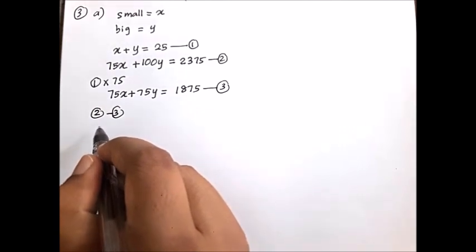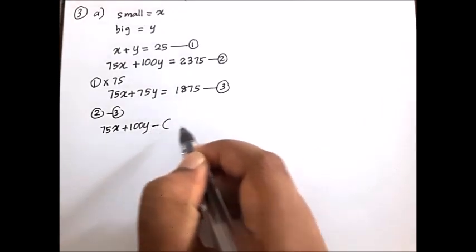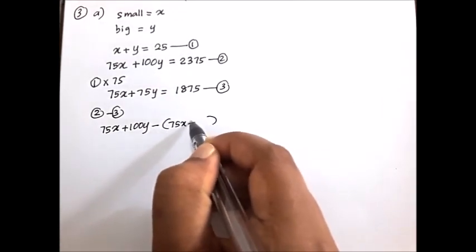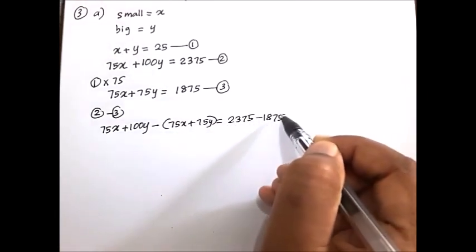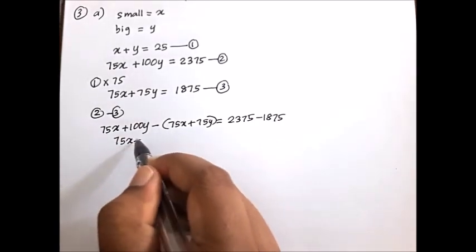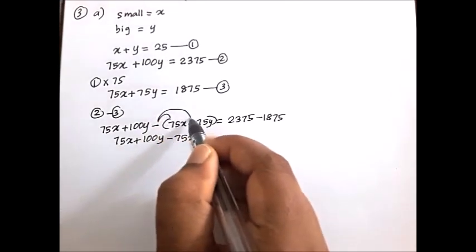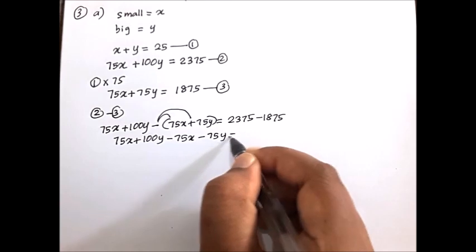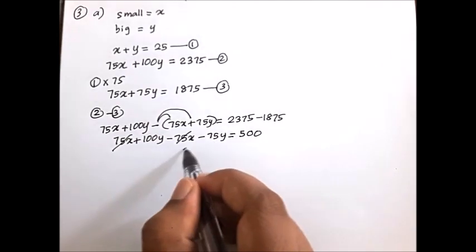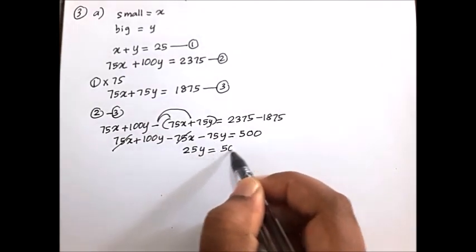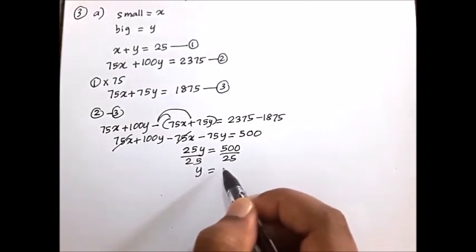Subtract left hand sides. 75x, 100y. Put a bracket when subtracting. Right side, subtract these two values. Now remove brackets. Minus 75x. Here minus multiplied by plus, again minus 75y. Right side 500. Cancel 75x. 100 minus 75, 25y equals 500. Divide both sides by 25, y equals 20.